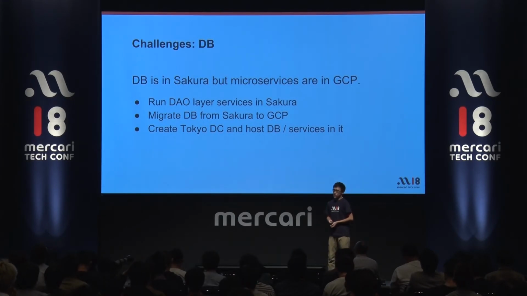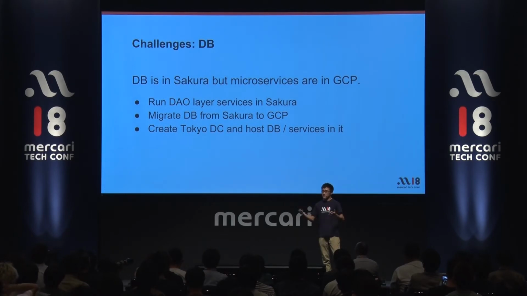Well, the very first step is to run the DO layer services in Sakura, so that they can have direct DB access because they are in the same data center. But this is not ideal because in the future we still want to migrate to GCP, to utilize all the GCP provided services, for example, GKE and managed databases. So that's why we try step 2, which is migrating some of the database from Sakura to GCP.